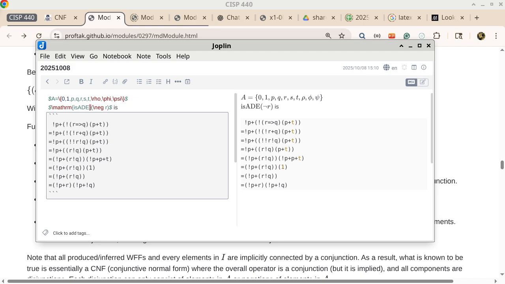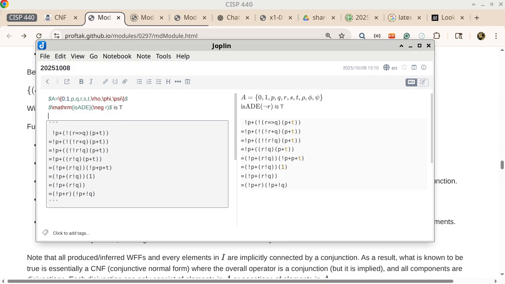Well, is R one of the elements of alpha? Yes. And we only have a negation of R. So according to the rules that we talked about earlier, is this statement true? Is this predicate true? Yeah, that one is always fixed. So let's try something else.